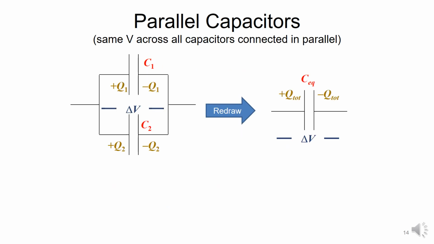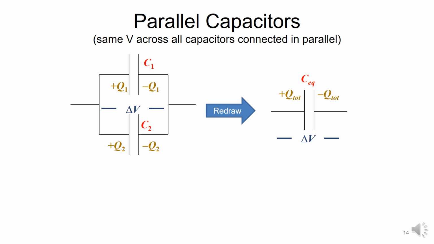So let's start with capacitors in parallel, so it's easier to deal with. Here on the left we have two capacitors, C1 and C2, connected in parallel. Okay, and they have different amounts of charge. The upper capacitor has a charge of positive Q1 and negative Q1, and the lower capacitor has a charge of positive Q2 and negative Q2 on opposite plates. And both capacitors have the same potential difference, delta V. Okay, remember that capacitors in parallel must have the same potential difference across them. Okay, so that's the picture on the left.